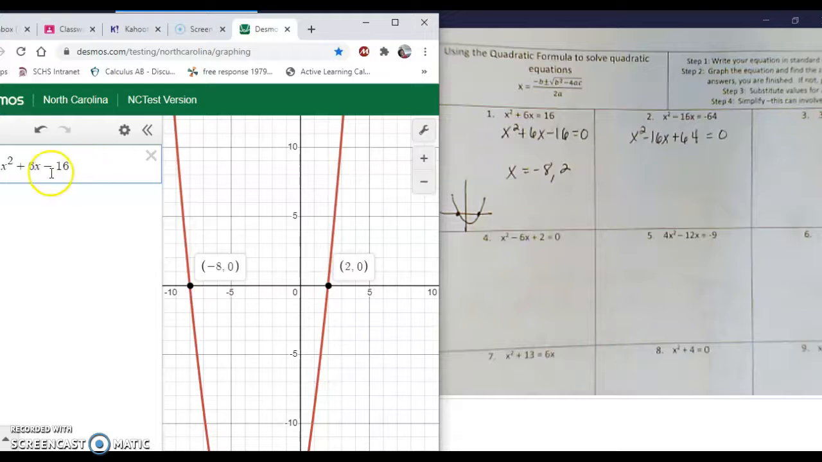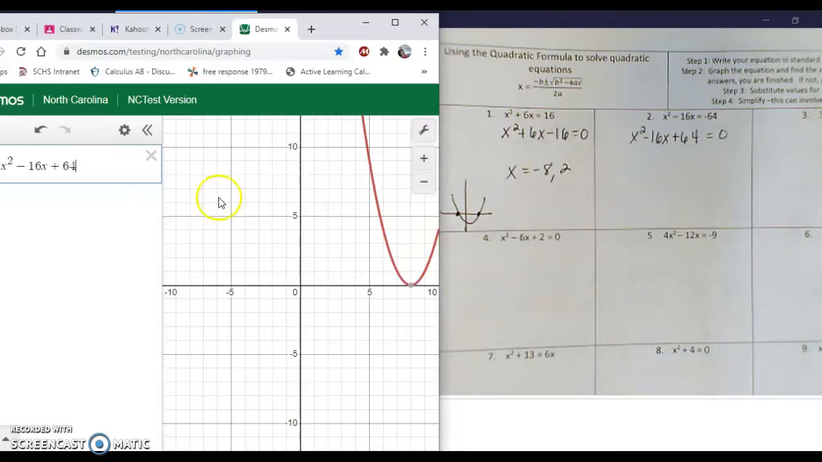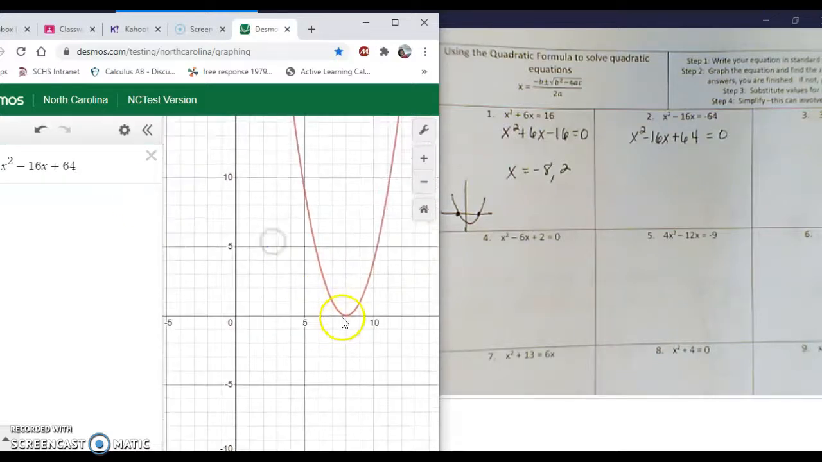All right, so let's put it in. X squared minus 16x plus 64. All right, this one's different because there's only one 0, but that is okay.